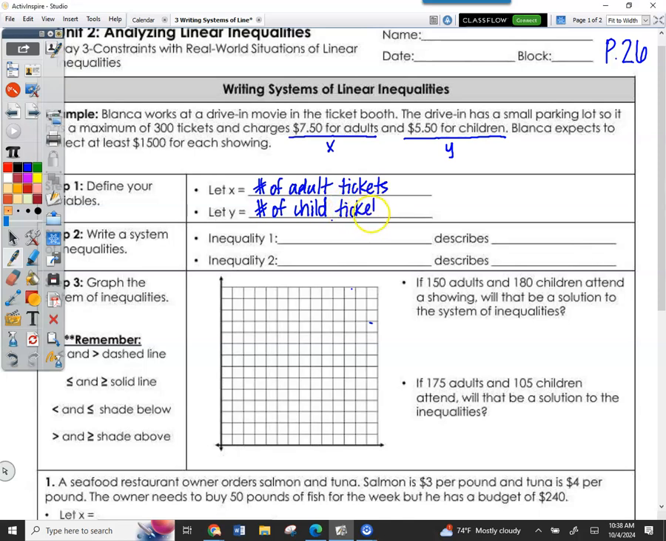Not really sure what's going on with the board. All right. Now we're going to write our inequalities. Now, close it. You should be on this sheet. Guys, please focus. I am recording.